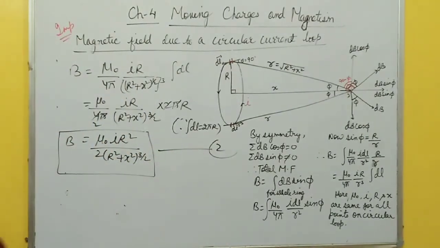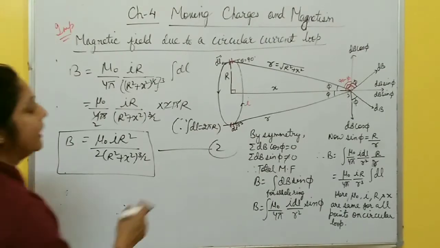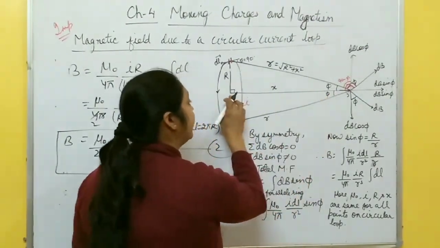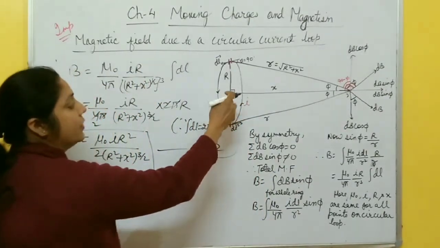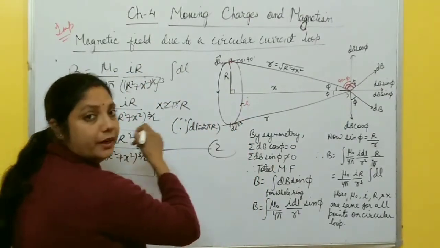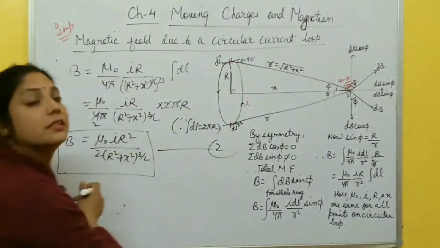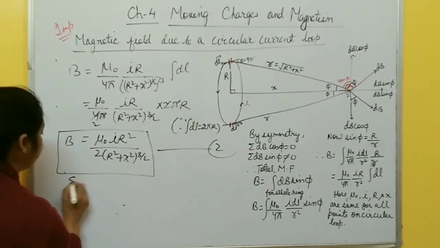Now special cases of this equation. This is the magnetic field at a distance x from the center along the axis of the ring. Now you have to find the magnetic field at the center of the ring. So at the center of the ring, how do you find it? At the center of the ring, this x distance is what? 0. So special cases, right?